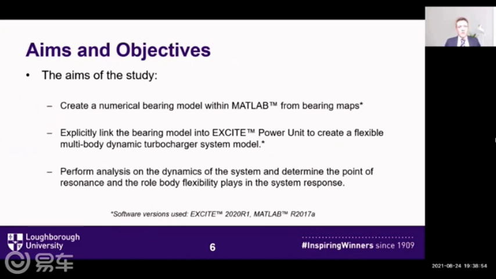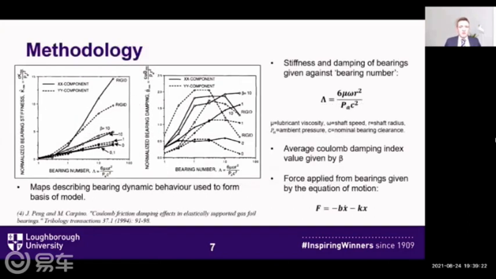The aims and objectives of the study are as follows. Create a numerical bearing model within MATLAB from bearing maps. Explicitly link the bearing model into Excite Power Unit to create a flexible multi-body dynamic turbocharger system model. Following this, perform analysis on the dynamics of the system and determine the point of resonance and the role body flexibility plays in the system dynamic response. The software versions used during the study can be seen displayed at the bottom of the slide.